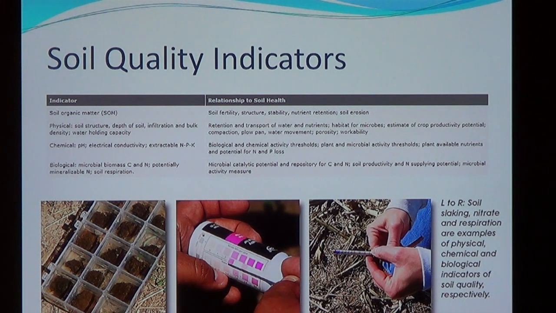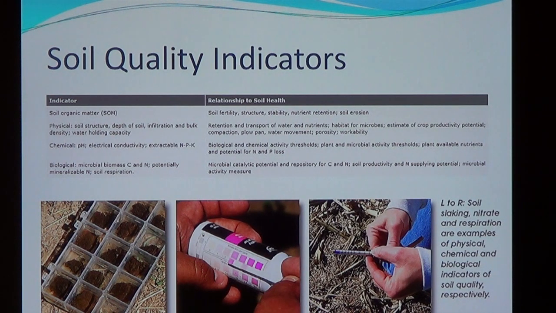And those are the microbial catalytic potential, a repository for carbon and nitrogen. Some of the more important things in soil health are the CN ratios, the carbon to nitrogen ratios. At the bottom here, I just show some of the stuff that we can do in the field. The left over there is just a pretty simple slake test for small soil beds. Those are just filled with water, and you drop the ped in.